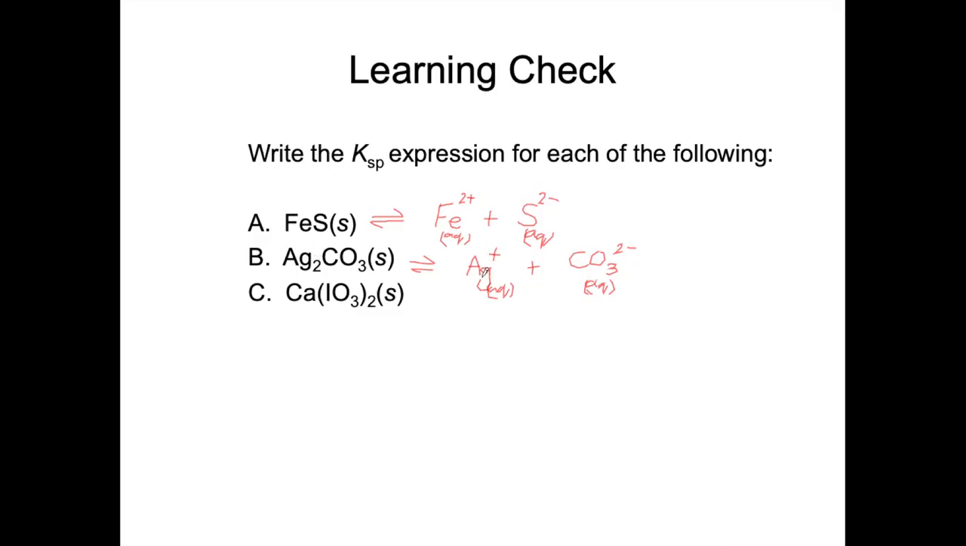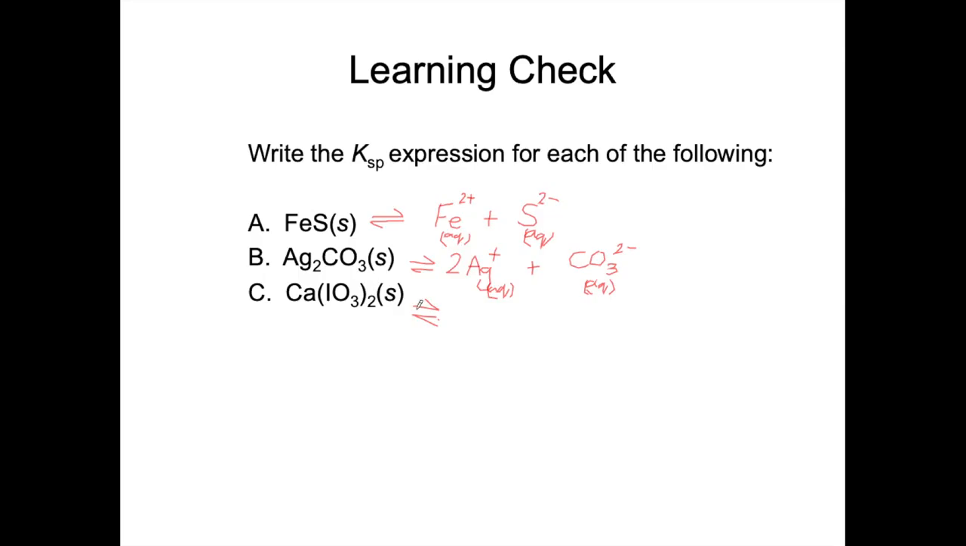Silver is not a polyatomic ion. So that 2 should go in the front here. You get 2 free silver ions when your compound dissociates into its separate free ions. And then finally, we have calcium iodate here. So let's try that one out.